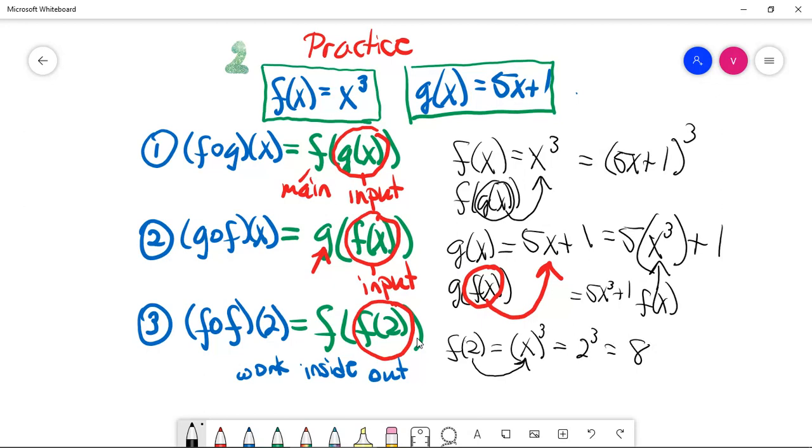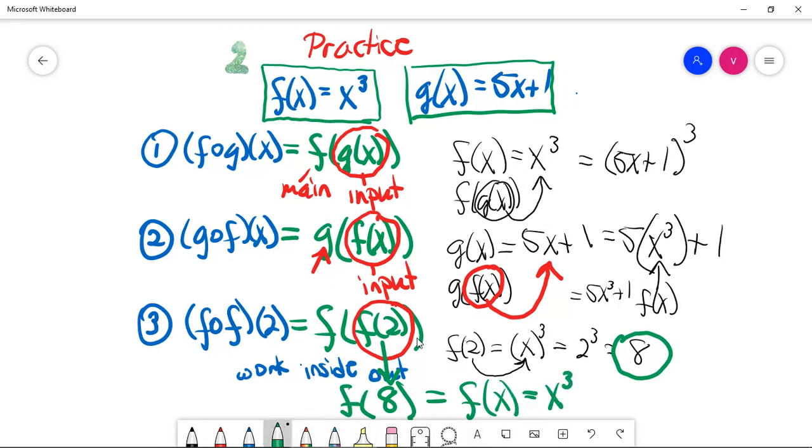Now this becomes f of 2. Let's substitute that back out now. You just calculated f of 2 equals 8, so you could substitute f of 2 with 8. So now it becomes f of 8, which f of x is equal to x to the third. Your input is 8 here, so you're going to stick that 8 in everywhere you see an x. So it's going to become 8 cubed, which is 8 times 8 times 8.